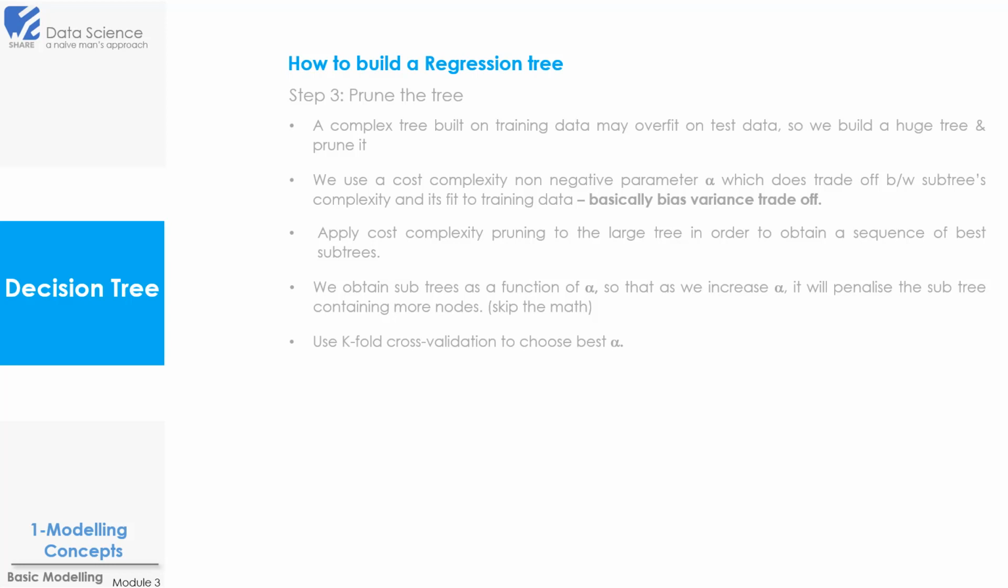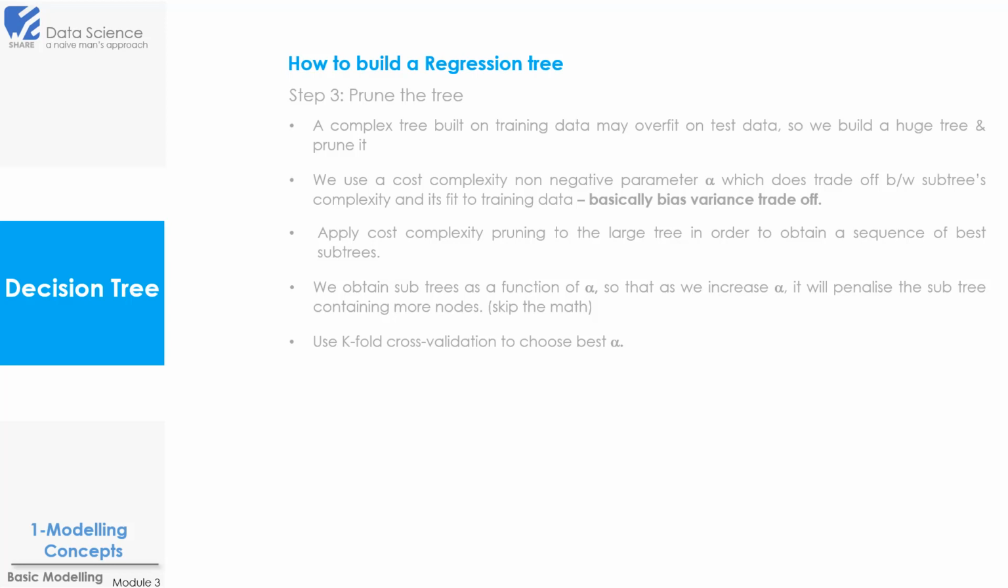After this, we'll use k-fold cross-validation to choose the best tree. Now k-fold cross-validation is a type of cross-validation, and like CV, it is used to select the best value or model. We will learn this in detail in a later video, but for now just understand that CV is used to select the best value or the best model. So that is how a regression tree is built.